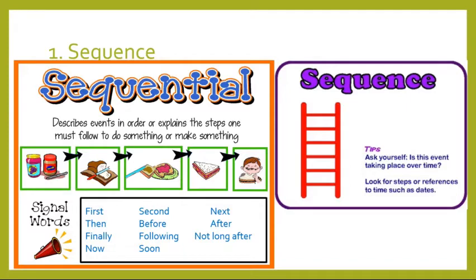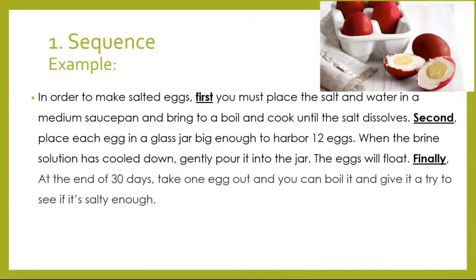So let's look at the picture examples. The picture there is an example of how to make a sandwich. And sabi nga dyan, our tip is: is the event taking place over time? Or meron bang pagkakasunod-sunod? Meron bang oras na sinusunod? So let us look at an example of a sequential text. Here we have a text about salted eggs. Let us all read the paragraph.